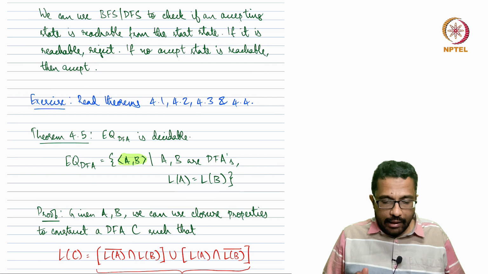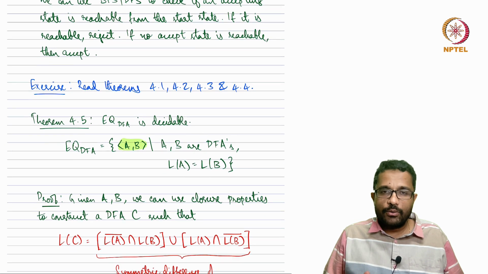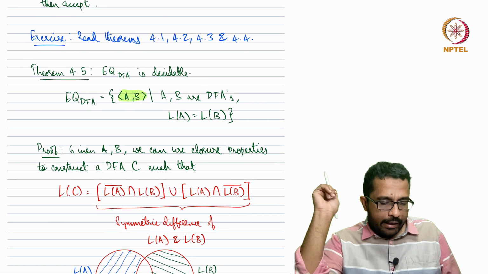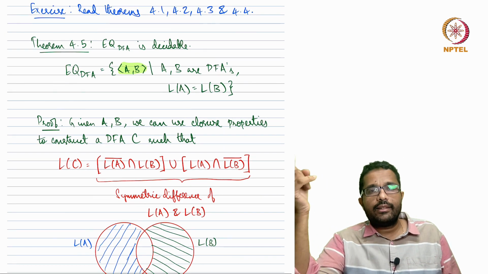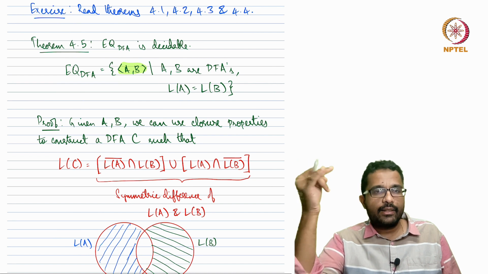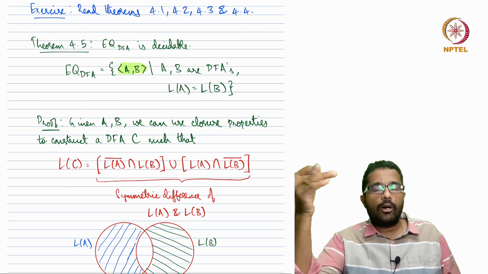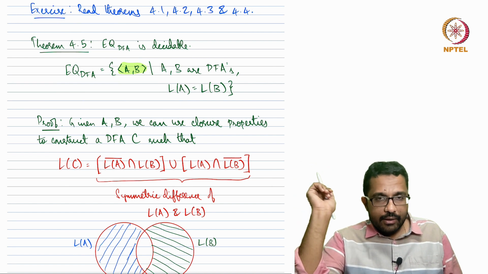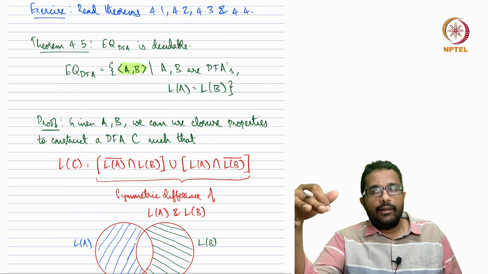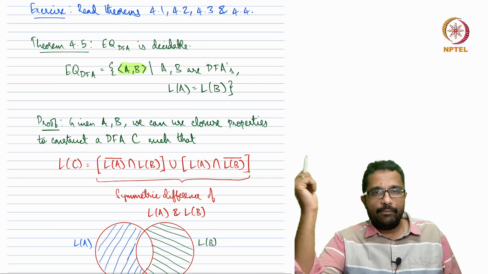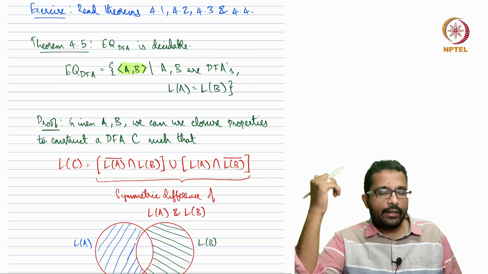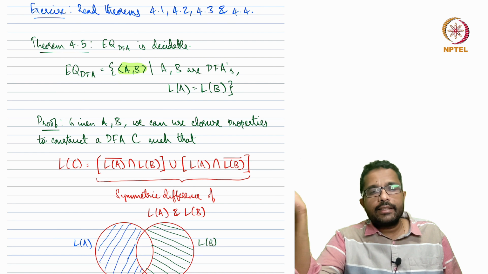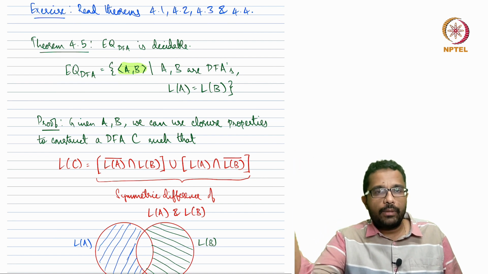So instead we use another way, again appealing to what we have learnt in chapter 1. We know that regular languages are closed under union, intersection, and complement. These closure properties are going to be very useful. This means that if there is a DFA, let's say A, that recognizes the language L of A, there is another DFA that recognizes the complement language, that is L of A complement.